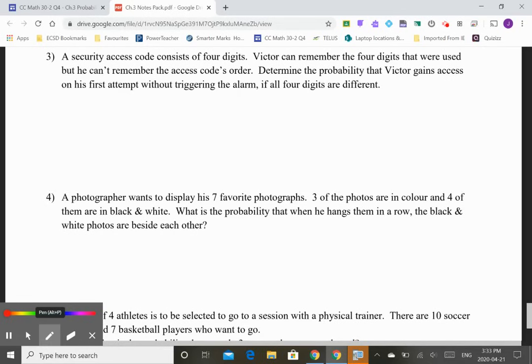Let's have a look at example 3. A security access code consists of 4 digits. Victor can remember the 4 digits that were used, but he can't remember the access code's order. Determine the probability that Victor gains access on his first attempt without triggering the alarm if all 4 digits are different. So we have 4 different digits, and they have a specific order. So this is definitely talking about a permutation. And we're going to use permutations to help us calculate the probability that he gains access the first time, that he gets it correct.